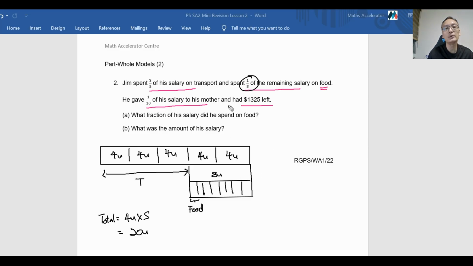So part A, we need to find what was the fraction of his salary that he spent on food. Food is 1 unit. So therefore, our fraction for part A, let's write part A over here. We're looking for food over total. And that will give us 1 out of 20. That's our answer for part A. Okay, part B, what was the amount of his salary?